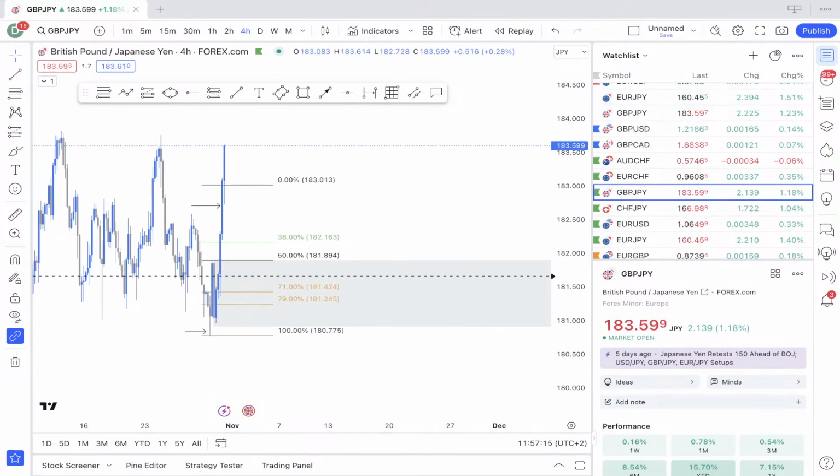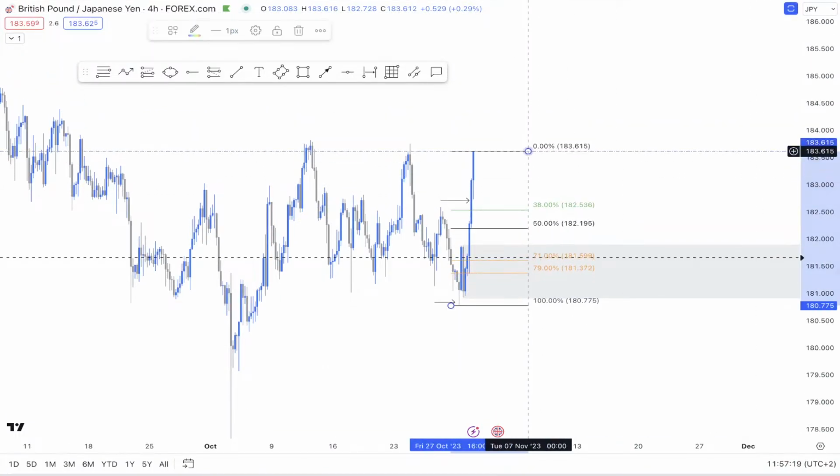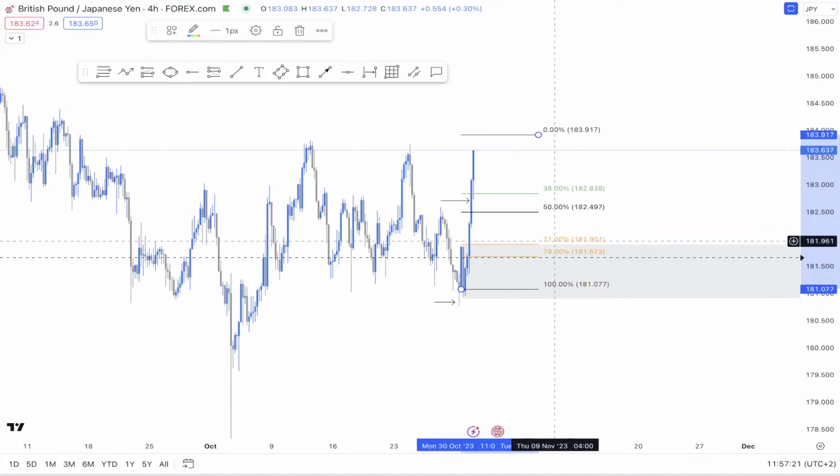Next up, we have GBP/JPY with a buy limit opportunity, and we quickly need to adjust the fib. Oh, one second.